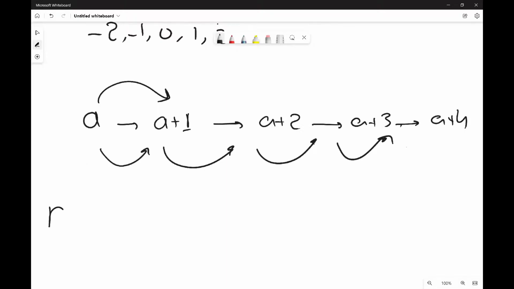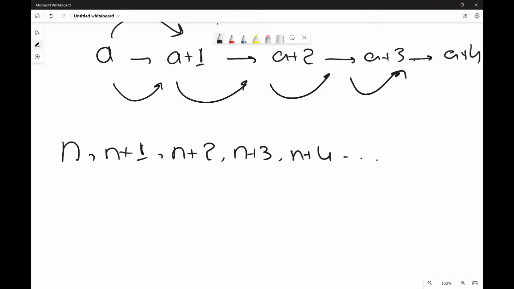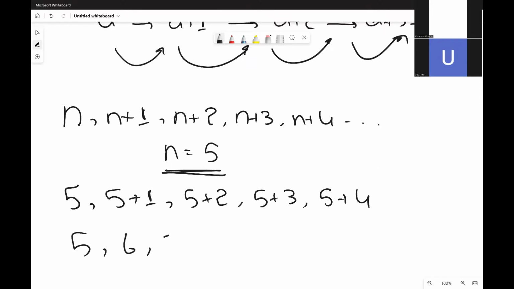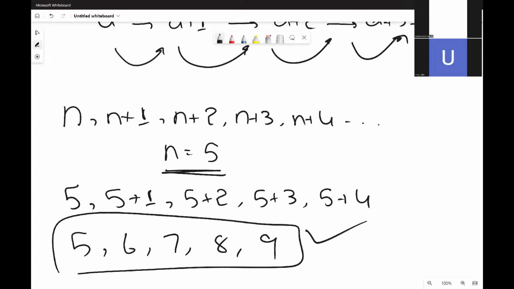For example, n is the first integer. The second one will be n plus 1, the third one n plus 2, the fourth one n plus 3, n plus 4, and so on. What if I tell you n is 5? Your first integer will be 5, the second would be 5 plus 1, the third 5 plus 2, the fourth 5 plus 3, and the fifth 5 plus 4. If you solve it all, 5, 6, 7, 8, 9. Consecutive integers? Yes. So you can represent consecutive integers as these expressions where 1 is added to the preceding integer. All clear?